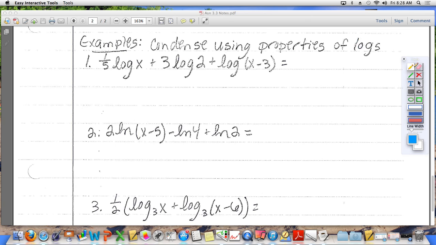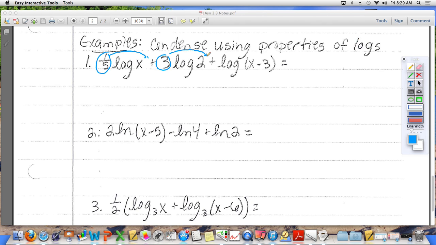All right. We have 1/5 log x plus 3 log 2 plus log x minus 3. So there's plus signs in between everything. So what does that mean? You're actually taking the log of things being multiplied. And then we also have this number out front, a 1/5 in front of that log of x. What am I going to do with that 1/5? Put it as a power. Move it up here to the power. What about the 3? Same thing. Take this 3, move it up here as a power.